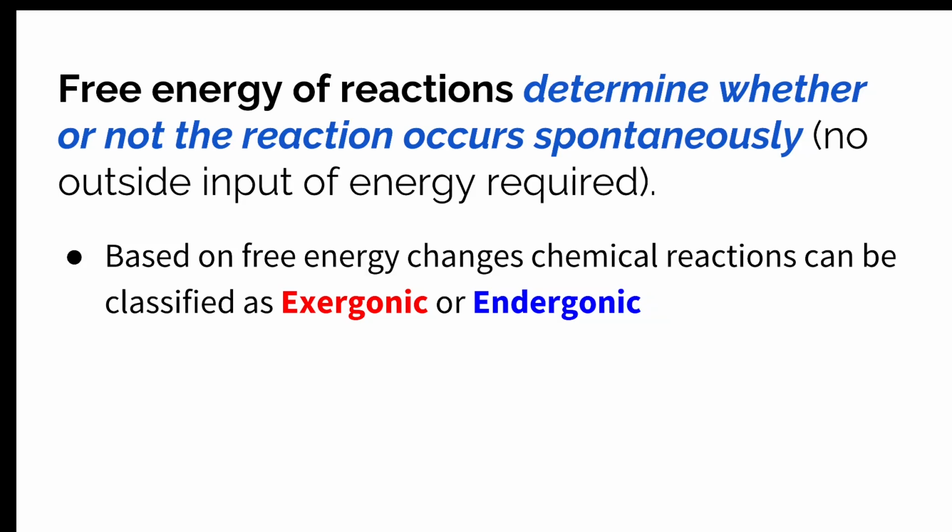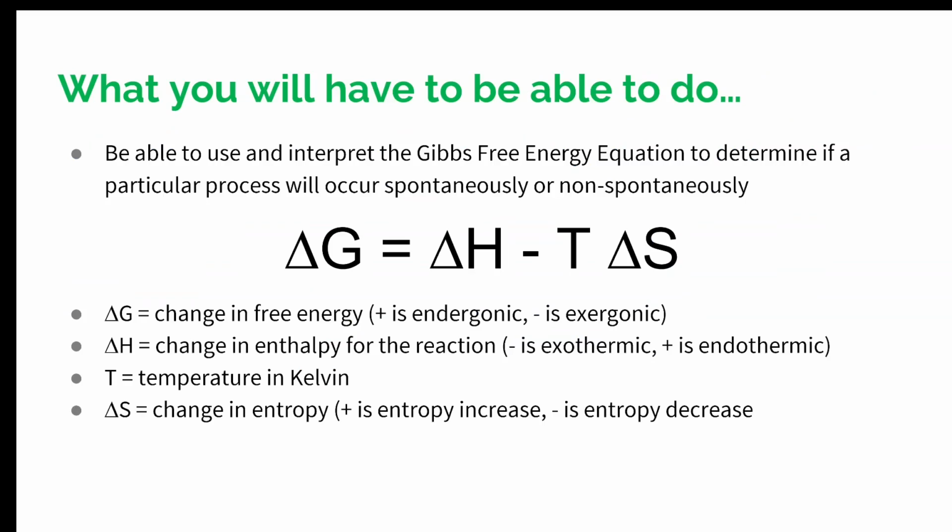Based off of the free energy changes, chemical reactions can be classified as either exergonic or endergonic, like we just talked about before. And what you will have to be able to do with this Gibbs free energy equation is use and interpret this equation to determine if a particular process will occur spontaneously or non-spontaneously. So I know it looks like a lot of math involved, there's a lot of terms that are brand new, but it's actually not that bad of a concept if you encounter this on an AP exam, where we basically want to understand, is this process inside of the cell that I'm looking at going to be occurring spontaneously or is it non-spontaneous?